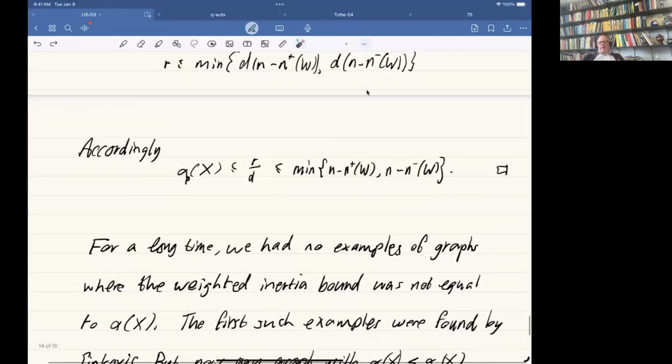Now, the inertia bound has been around for a long time, probably about the same amount of time as the ratio bound. At first, I think it was appreciated how useful it was, in the sense that you work well with weighted matrices. And so the question then is, for which graphs is it true that there's a weighted adjacency matrix such that the inertia bound is equal to the size of the independent set?